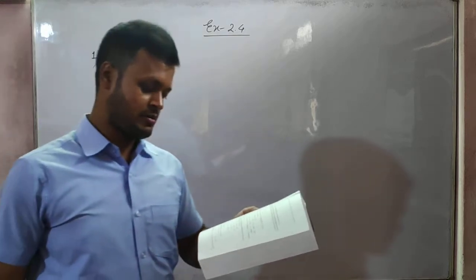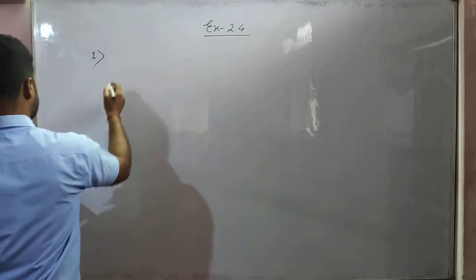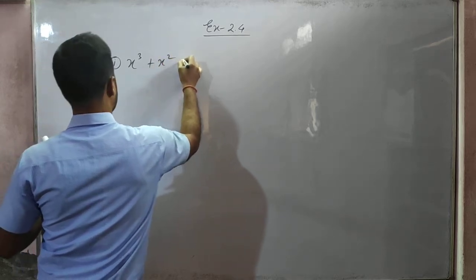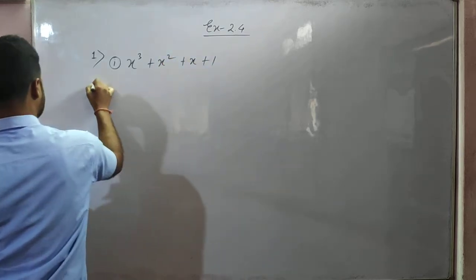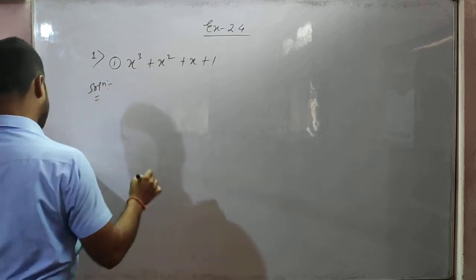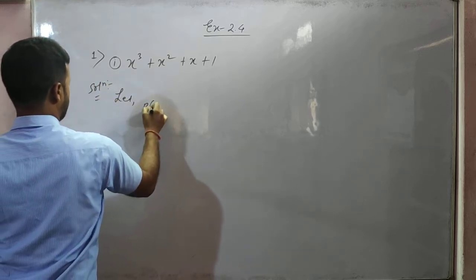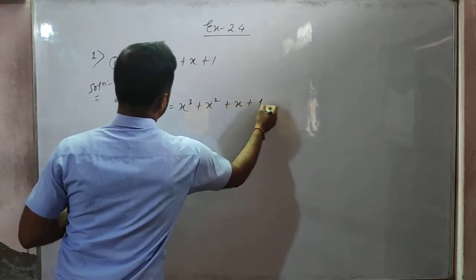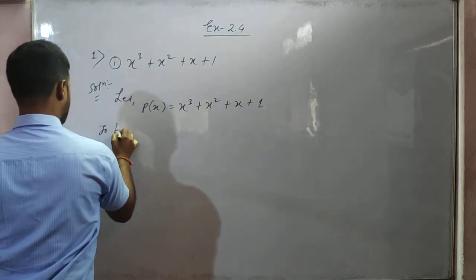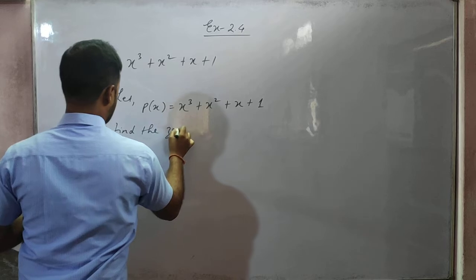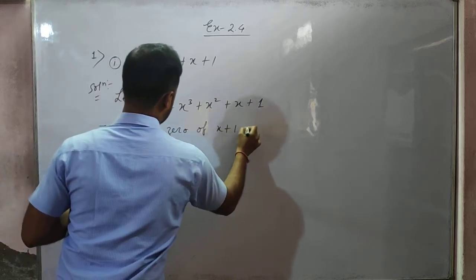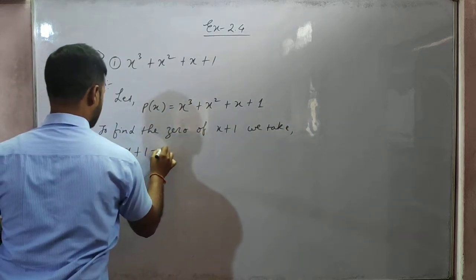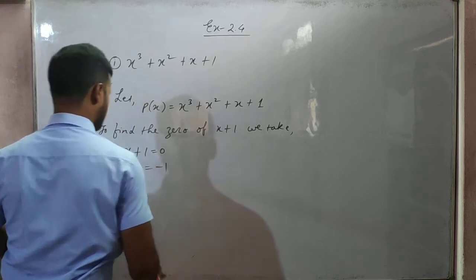Determine which of the following polynomials has x plus 1 as a factor. Number 1 is x cube plus x square plus x plus 1. So the solution is like this. Let p(x) equal x cube plus x square plus x plus 1. To find the zero of x plus 1, we take x plus 1 equal to 0, x equals minus 1, isn't it?